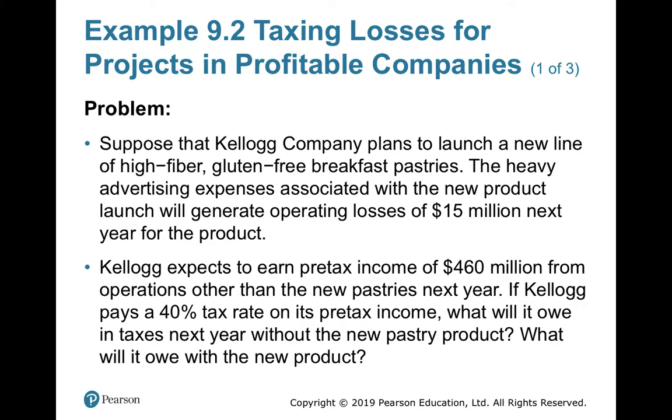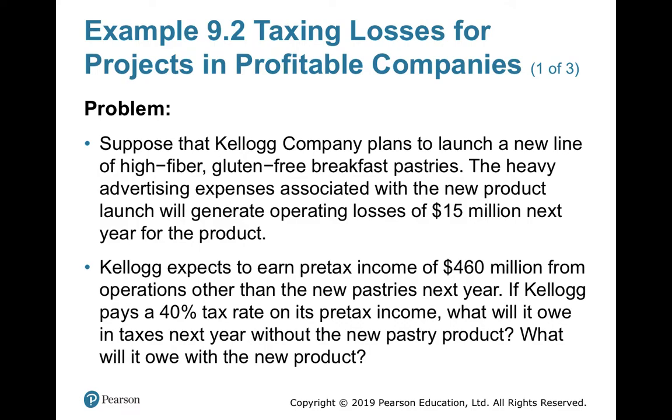Kellogg's is a very popular company having 460 million yearly profit. It is the normal profit the company is making. Now Kellogg is thinking of introducing a new product. The new product will be known as gluten-free breakfast pastries. If it is introduced in the very first year, the company has to spend a lot of money for advertisement. It will cost a 15 million loss for the company in the first year.